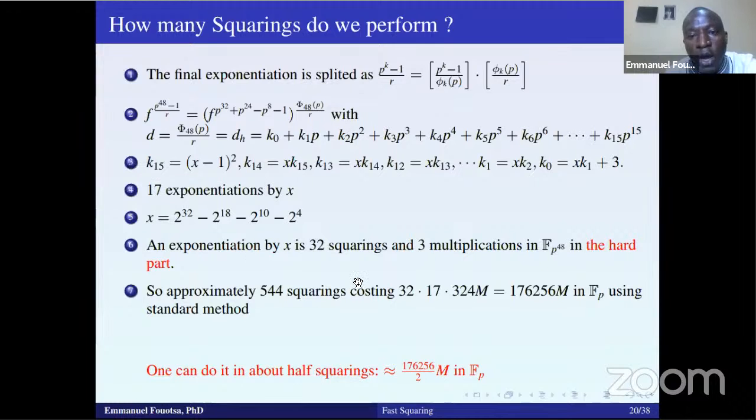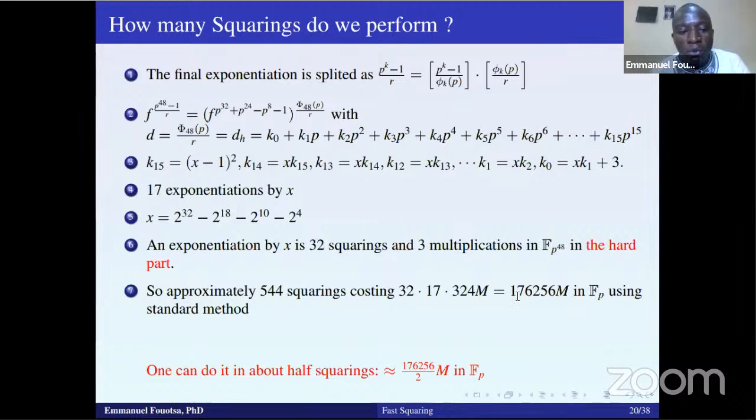And the cost of squaring an element of the extension field FP48 is exactly 324 multiplications in the base field. So it means that the 544 squarings will cost exactly 176,256 multiplications in the base field.